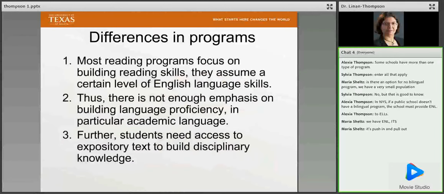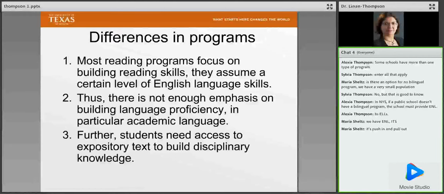So if we look at differences in the programs, and some of the things that we know in terms of reading, we know, for example, that most reading programs focus on building reading skills. And most of the mainstream basal programs assume a certain level of English language skills, right?